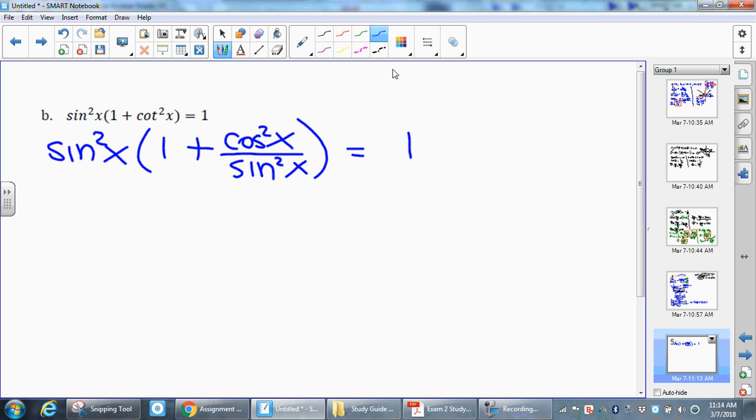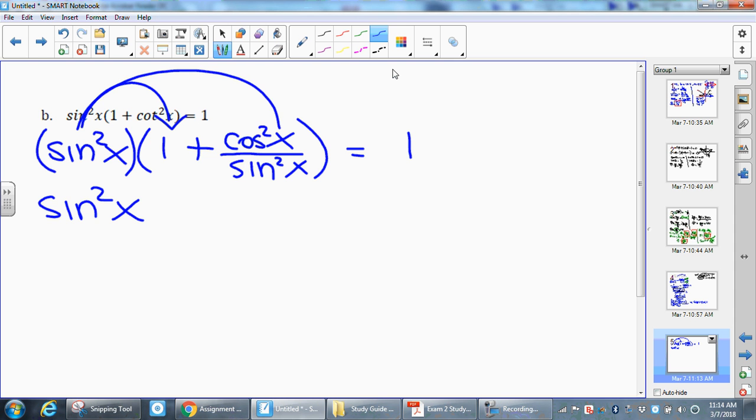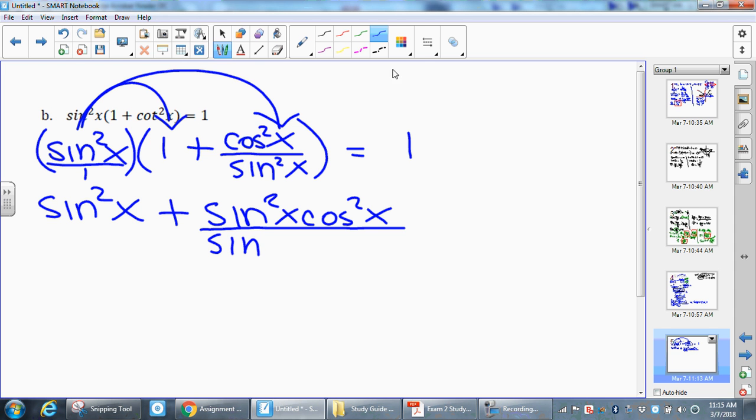Then what I'm going to do is distribute the sine squared x. So sine squared x times 1 will be sine squared x. And then I'm going to do that to the other term, which happens to be a fraction. And that will be, remember, this is sine squared x over 1. So we're essentially just multiplying sine squared x times cosine squared x. So that would be sine squared x cosine squared x, and then we divide by sine squared x. It was already here on the bottom.